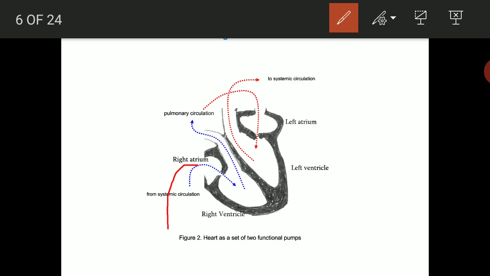exchanged, and now oxygenated blood will go to the left side of the heart, left atrium, and through the mitral valve it goes into the left ventricle, and during systole it is pumped into the aorta through the aortic valve to the systemic circulation. So this is the schematic or functional anatomy of the heart.